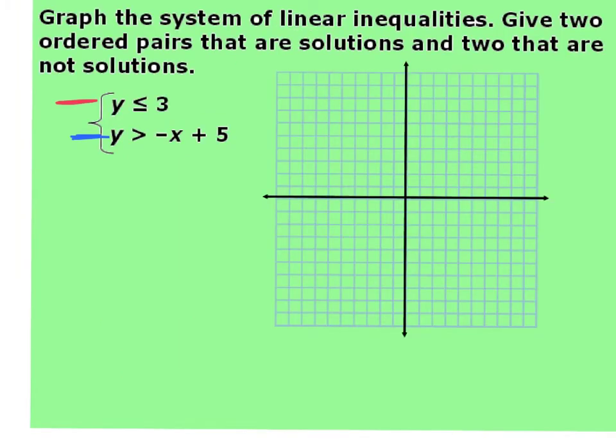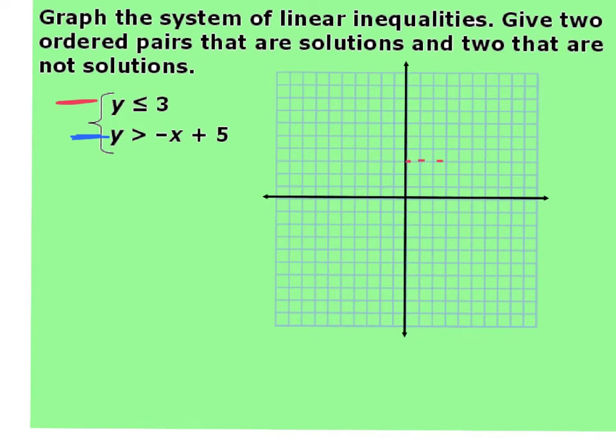Okay, just like in our last video, you had to graph a linear inequality. So that's what we're going to do, except we're going to do it twice. So let's graph this first one. Y is less than or equal to 3. Well, I'm going to use red. Now, remember, if y equals 3, that means I put a dot at 3.